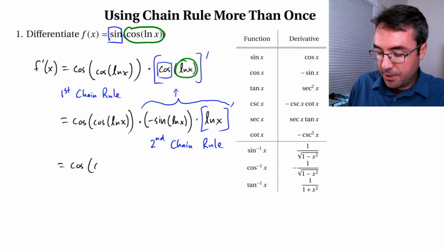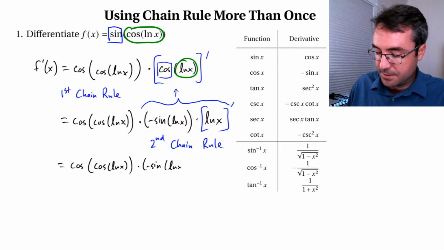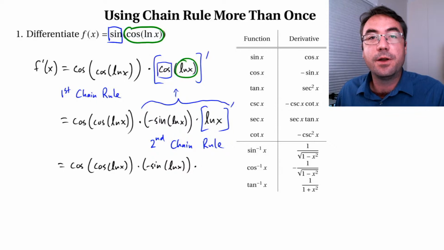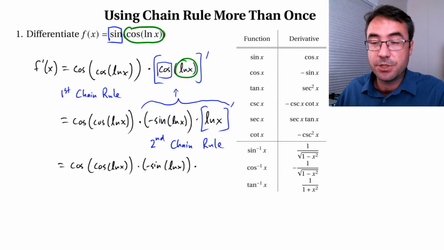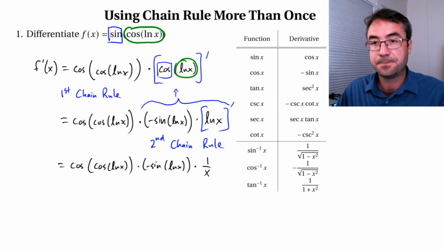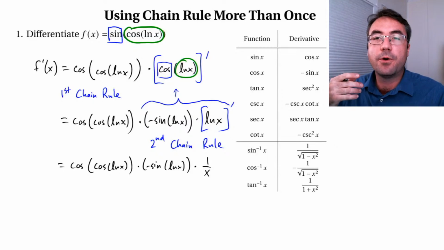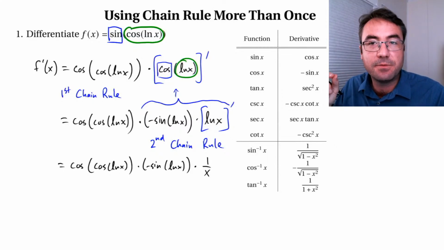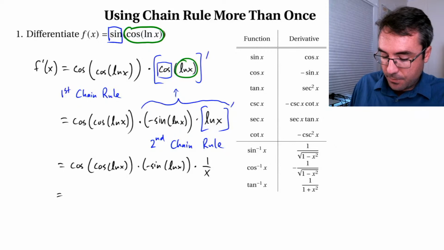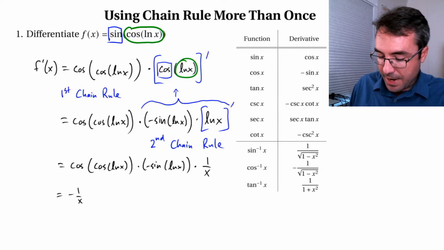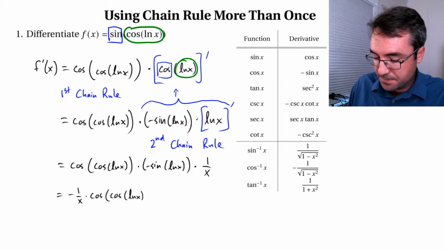So going through everything here, we have cosine of natural log x times negative sine of natural log x. And then finally, that natural log x term, that's something we can just do. It's 1 over x. And to clean this up, I might put the 1 over x in front, and I might put the negative 1 with it. So if I were going to rewrite this, I might write this as negative 1 over x times cosine of natural log x times sine of natural log x.